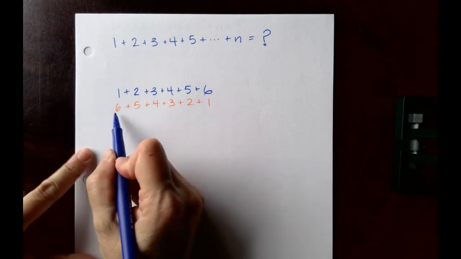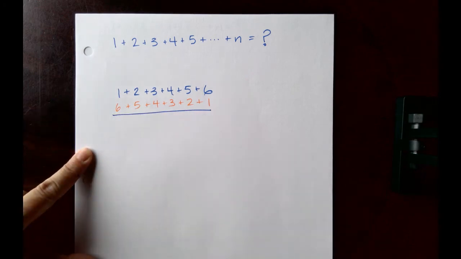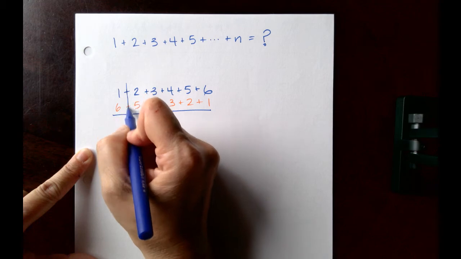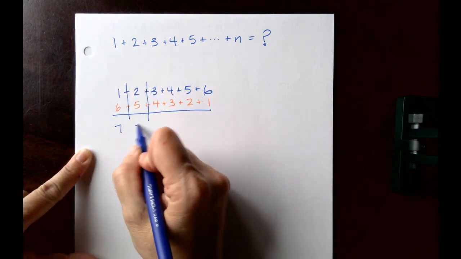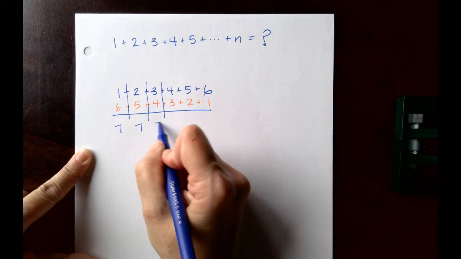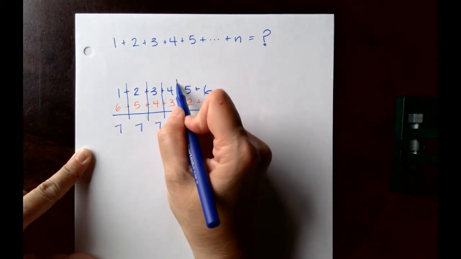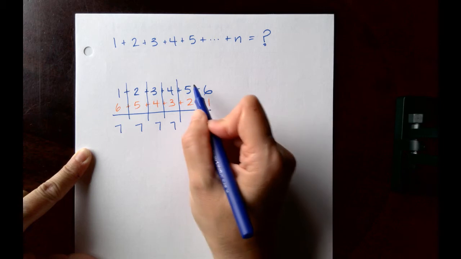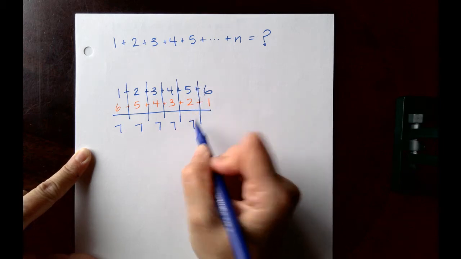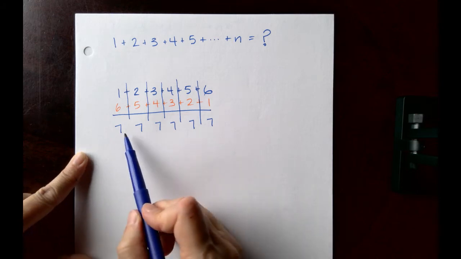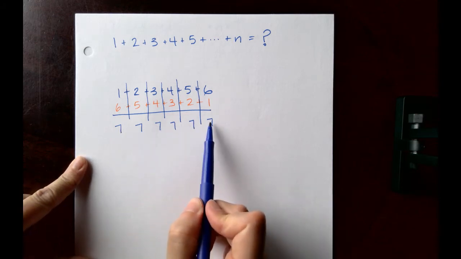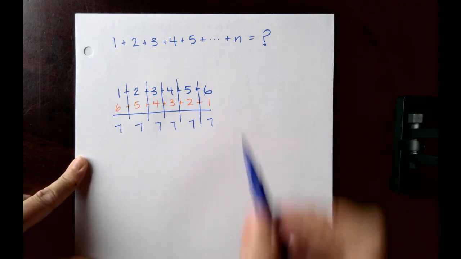And now look what happens. Let's add these two together vertically. 1 plus 6 will give you 7. 2 plus 5 will give you 7. 3 plus 4 will give you 7. 4 plus 3 will give you 7. 5 plus 2 will give you 7, and 6 plus 1 will give you 7. So you'd have 1, 2, 3, 4, 5, 6 sets of 7.